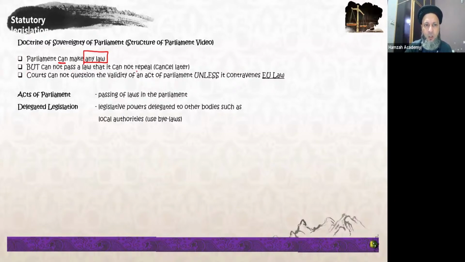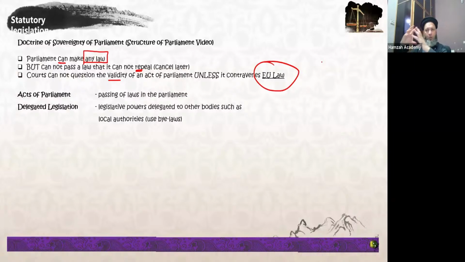it cannot pass a law that it cannot repeal, meaning that every law that the parliament makes, later on it can change. So even if they include something in a certain law, that this law can never be changed, and even if there are 100% votes on it, that will be void. That is automatically impossible. The parliament is sovereign. This means that they can change any law, and make any law. Courts cannot question the validity of an act of parliament unless it contravenes European Union law.